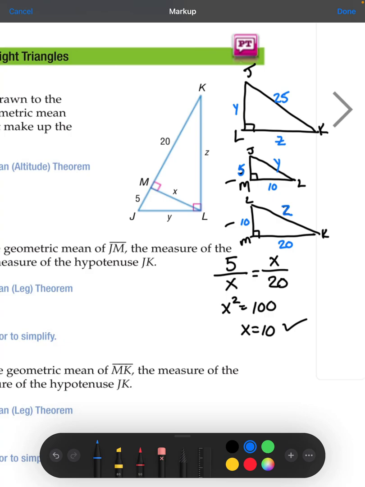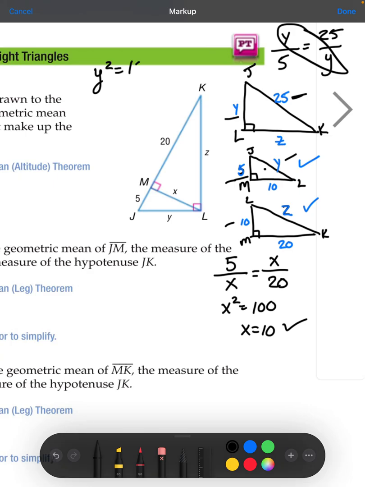Now you know that you could use the Pythagorean theorem to find z and y if you wanted. You could also use the geometric mean for this one. You can say y is to 5 as 25, this one, is to y. So as long as you have that diagonal makes a y squared, we get y squared equals what, 125? And so y is the square root of 125.